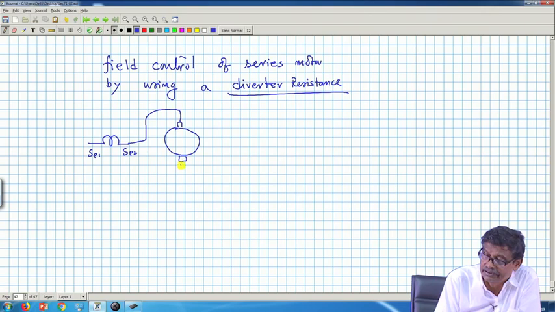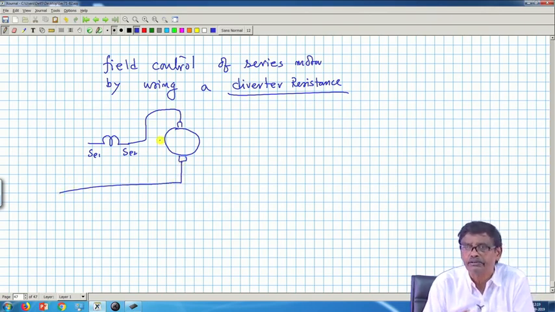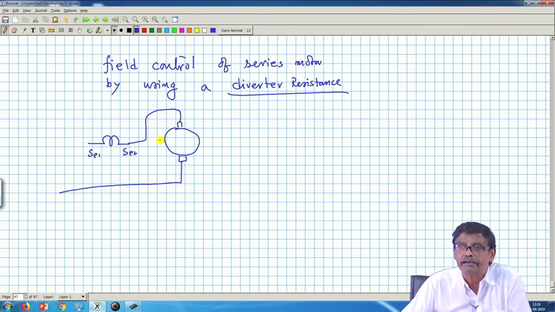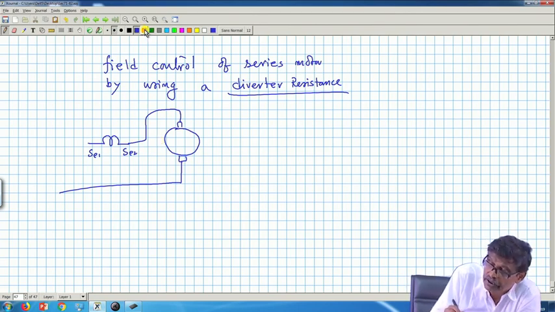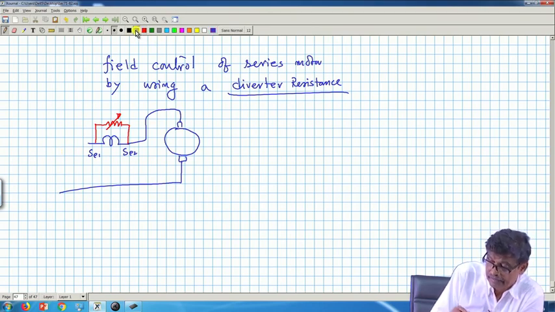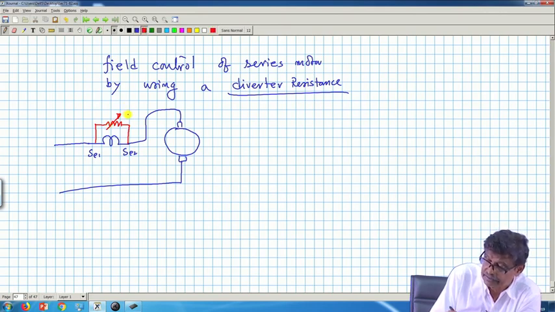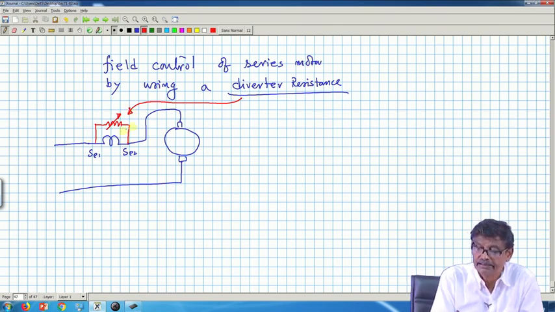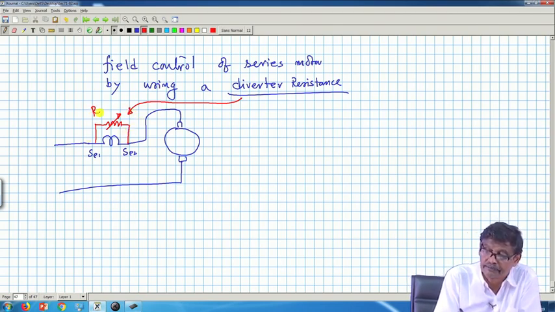This way you connect it, and then your IA and IF are the same, your hands are tied, you cannot control the field current separately. But what you do now is connect a resistance in parallel with the field circuit, and this resistance is called the diverter resistance.